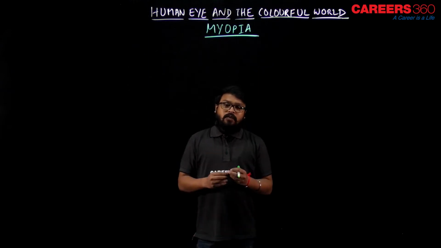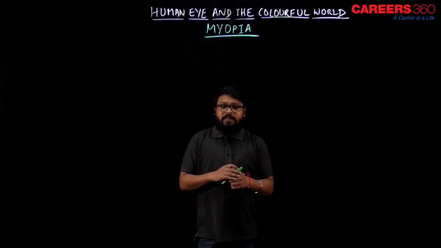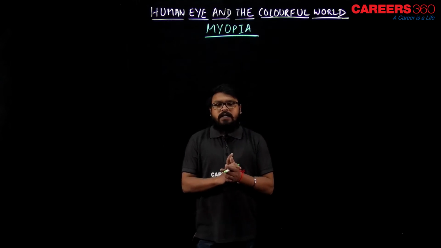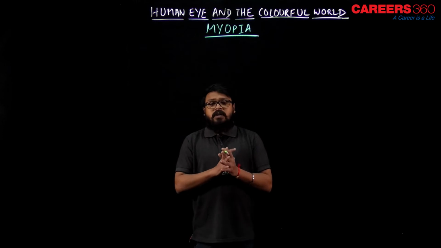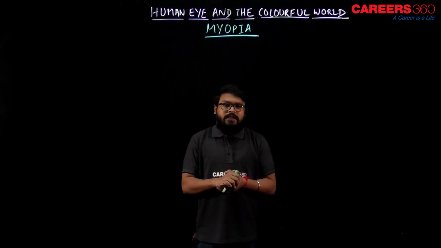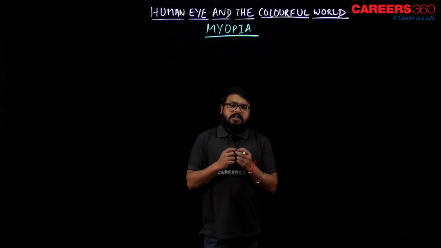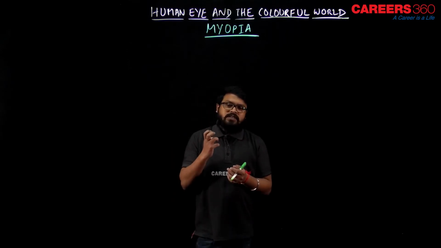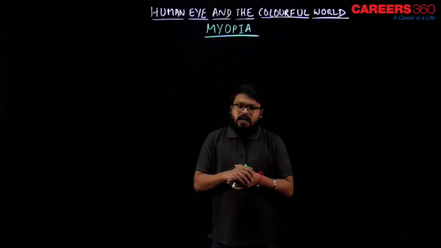Now, the main cause of this common defect of vision, actually there are two causes. The first cause is, if the eyeball gets elongated, the image formed by the eye lens would be in front of the retina wall. Or if the curvature of the lens has lesser focal length, then also the image of the farther distance is formed before the retina. Let us see how it is done.